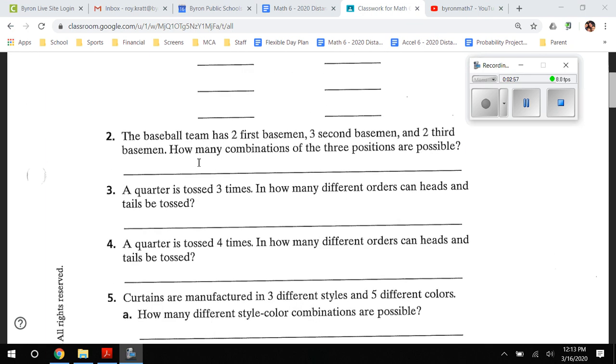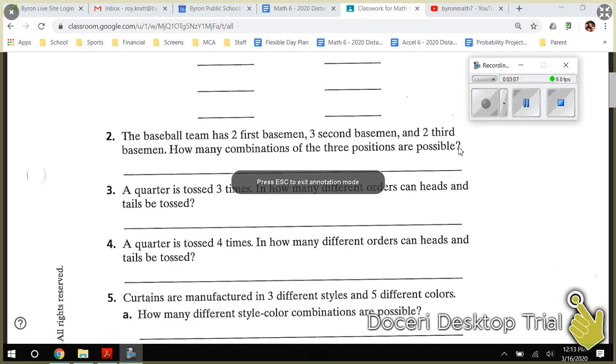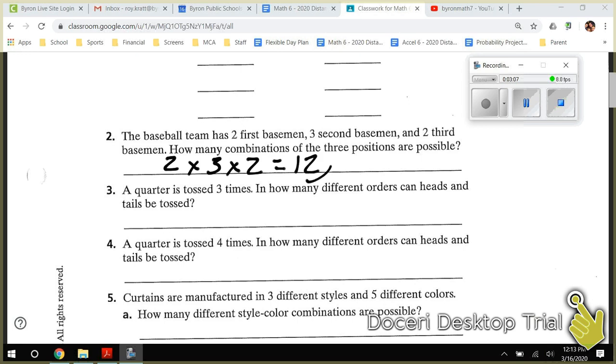Number 2, it says the baseball team has 2 first basemen, 3 second basemen, and 2 third basemen. How many combinations of the 3 positions are possible? Again, we can do this in a way where we have 2 first basemen, 3 second basemen, and 2 third basemen. Okay, that'd be 2 times 3 is 6, times 2 more is 12. So we'd have 12 possible combinations to figure that out as well.